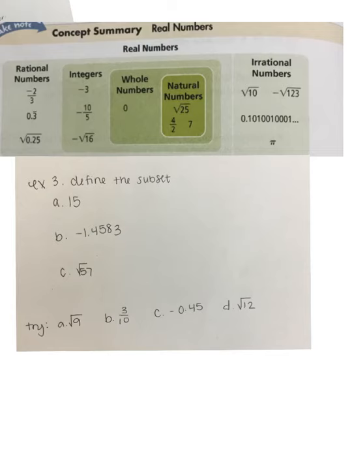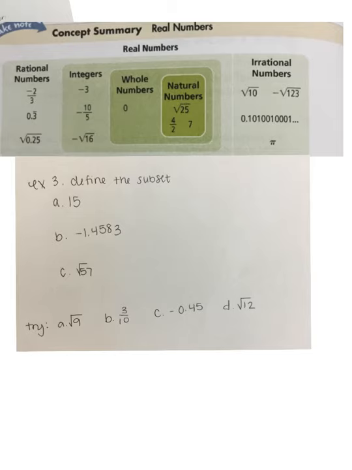Okay, so your book has this nice little concept summary that shows you examples of rational numbers, integers, whole numbers, natural numbers, and irrational numbers. And we're going to use it to define these subsets. So if I want to define 15 in A, we would define that as a natural number, right? But it's also a whole number, an integer, and a rational number, right?